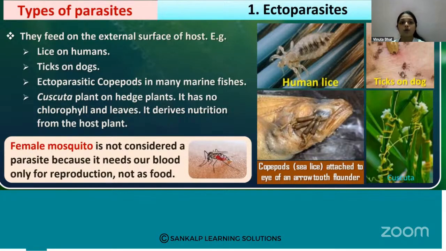Ectoparasitic copepods in many marine fishes. And the cuscuta plant on a host plant, it has no chlorophyll and leaves. It derives its nutrition from the host plant. Here you can see the cuscuta, right? Cuscuta absorbs the nutrients, does not contain leaf and chlorophyll, and absorbs the nutrients from the host plant. You can see how it is arranged around the host plant. A female mosquito is not a parasite; it needs human blood for reproduction purposes only.